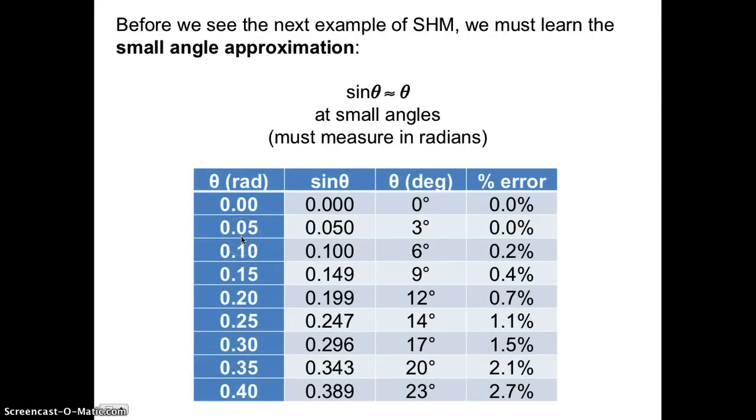Take a look at theta equal to 0.05 radians. The sine of 0.05 radians is 0.05. That's about a 3-degree angle. Even down here at 0.20 radians, that's about a 12-degree angle. The sine of 0.20 is 0.199. That's less than 1% error. And even down here at about a 23-degree angle, the sine of 0.40 is 0.389, which is only a percent error of 2.7%. So this is a really helpful approximation that we'll be using later.